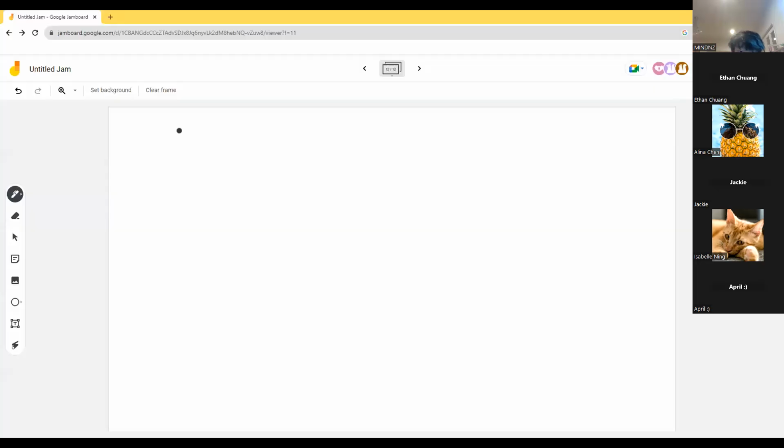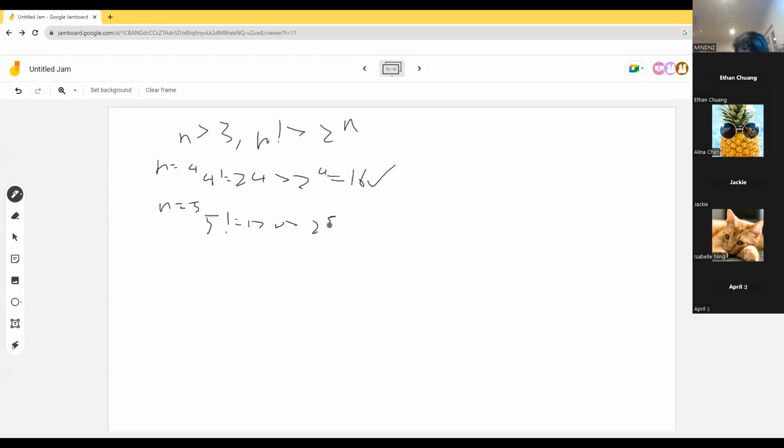Question 2 was for n bigger than 3. We want to prove n factorial is bigger than 2 to the n. So when n is equal to 4, we got 4 factorial, which is equal to 24. And we want to prove that it's bigger than 2 to the 4, which is 16. So that's true. When n is equal to 5, 5 factorial, which is equal to 120, is bigger than 2 to the 5, which is 32, which is true.